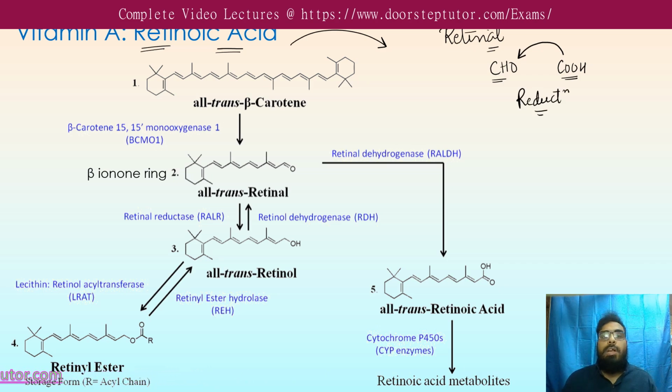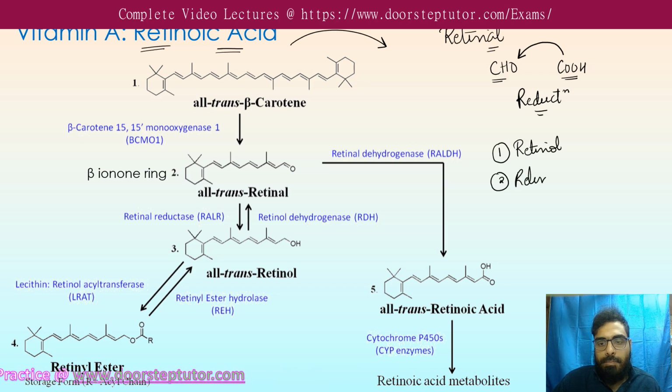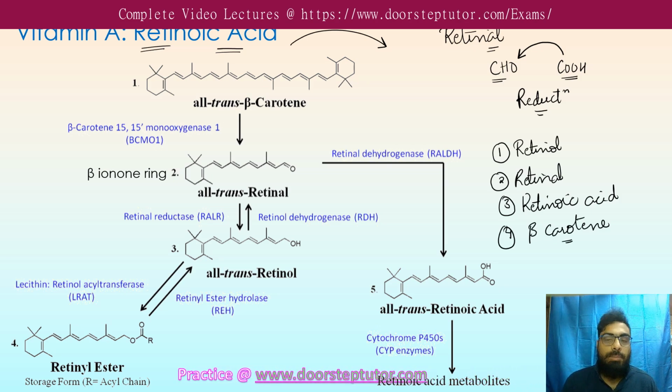Okay, so enough of chemistry. Now let's study retinoic acid, retinol, and what other forms vitamin A has. So I'll note down here: first it is retinol, second it is retinal, then you have retinoic acid, and the last is beta carotene. Alpha carotene can also be there, but beta carotene is most common.